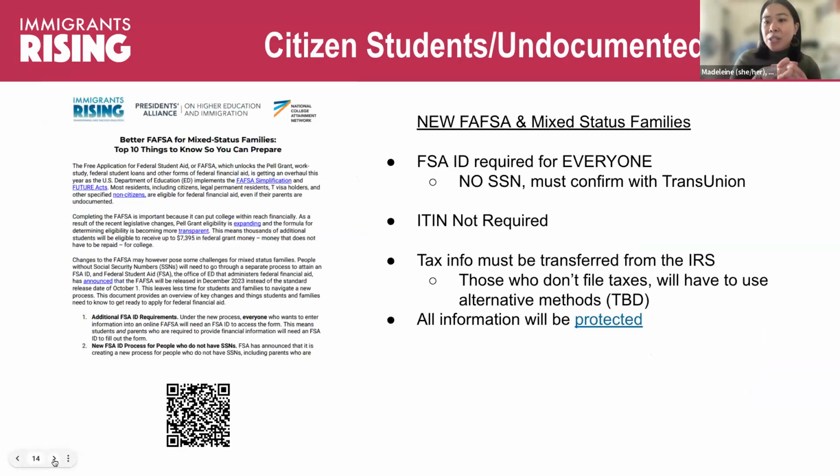And then just as a final addition, we are not going to be speaking too much about this today, but we do also know that the new FAFSA is going to be affecting our mixed status families, especially those students who are filling out that application who have undocumented parents, given that everybody now has to have an FSA ID, and a lot of the information for that application will actually be pulled from TransUnion, which can be a challenge, obviously, for undocumented families. So we do have this resource here that we'll also throw in the chat that talks about what to expect for FAFSA with those updates for undocumented families.